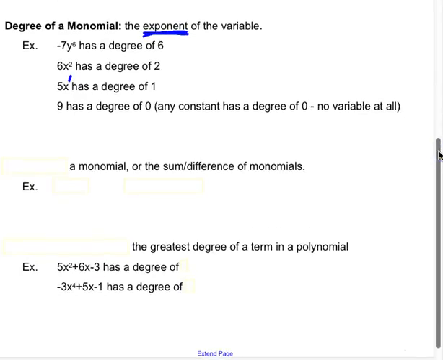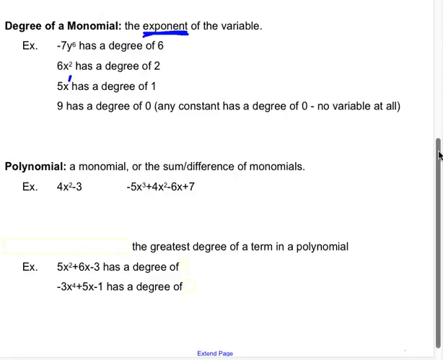Now, what about when we start putting these things together? Well, that's where this big term polynomial comes from, okay? A polynomial is simply a monomial or the sum and difference of monomials. So now we're going to be combining these things together. For example, 4x squared minus 3, two monomials put together. -5x cubed plus 4x squared minus 6x plus 7. Again, just a combination of a bunch of monomials added and subtracted together. So that's all that a polynomial means.